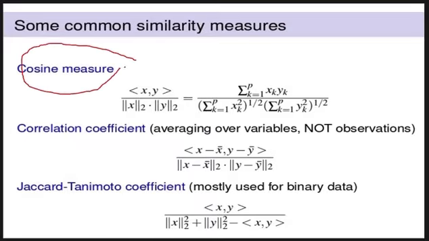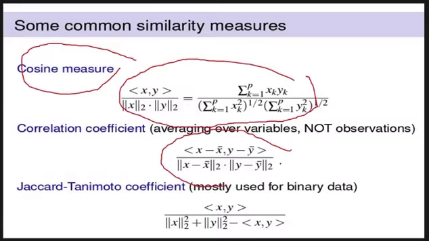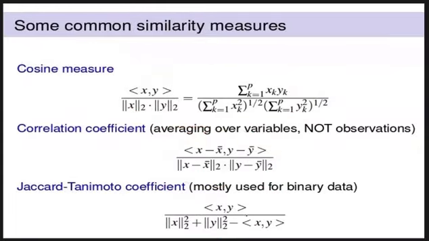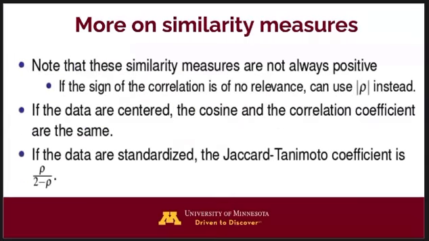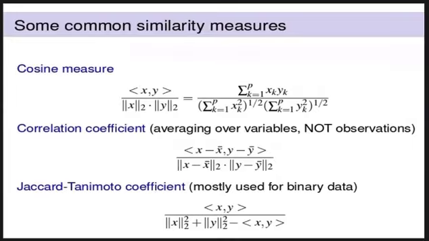We have a cosine measure. We have a correlation coefficient. We have a Jaccard Tanimoto coefficient. These are all similarity measures. I'm just walking you through all of that. Now, more on the similarity measure. I said here to note that these similarity measures are not always positive, which means they can be negative. Imagine I'm talking about correlation. Correlation can be negative. Just wanted to take note of that.